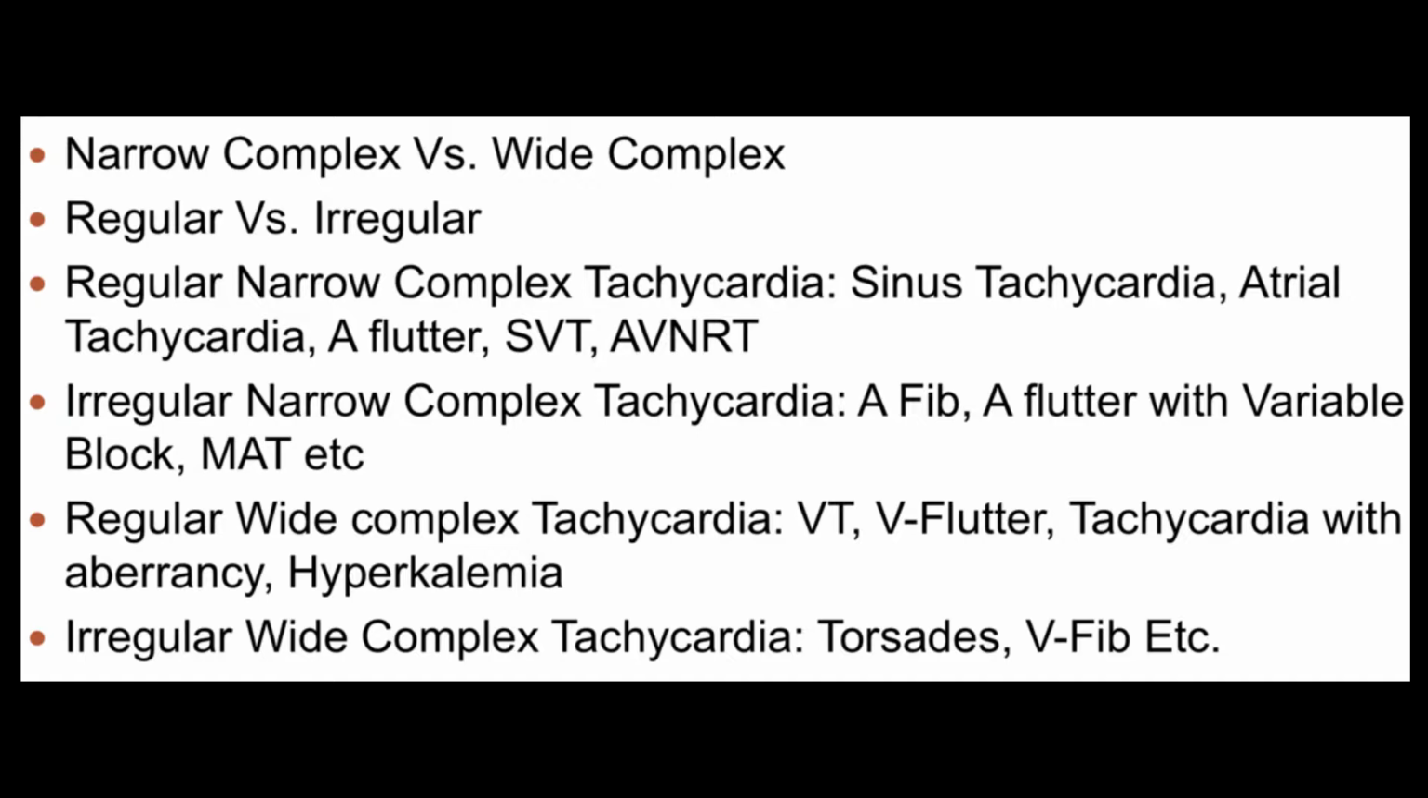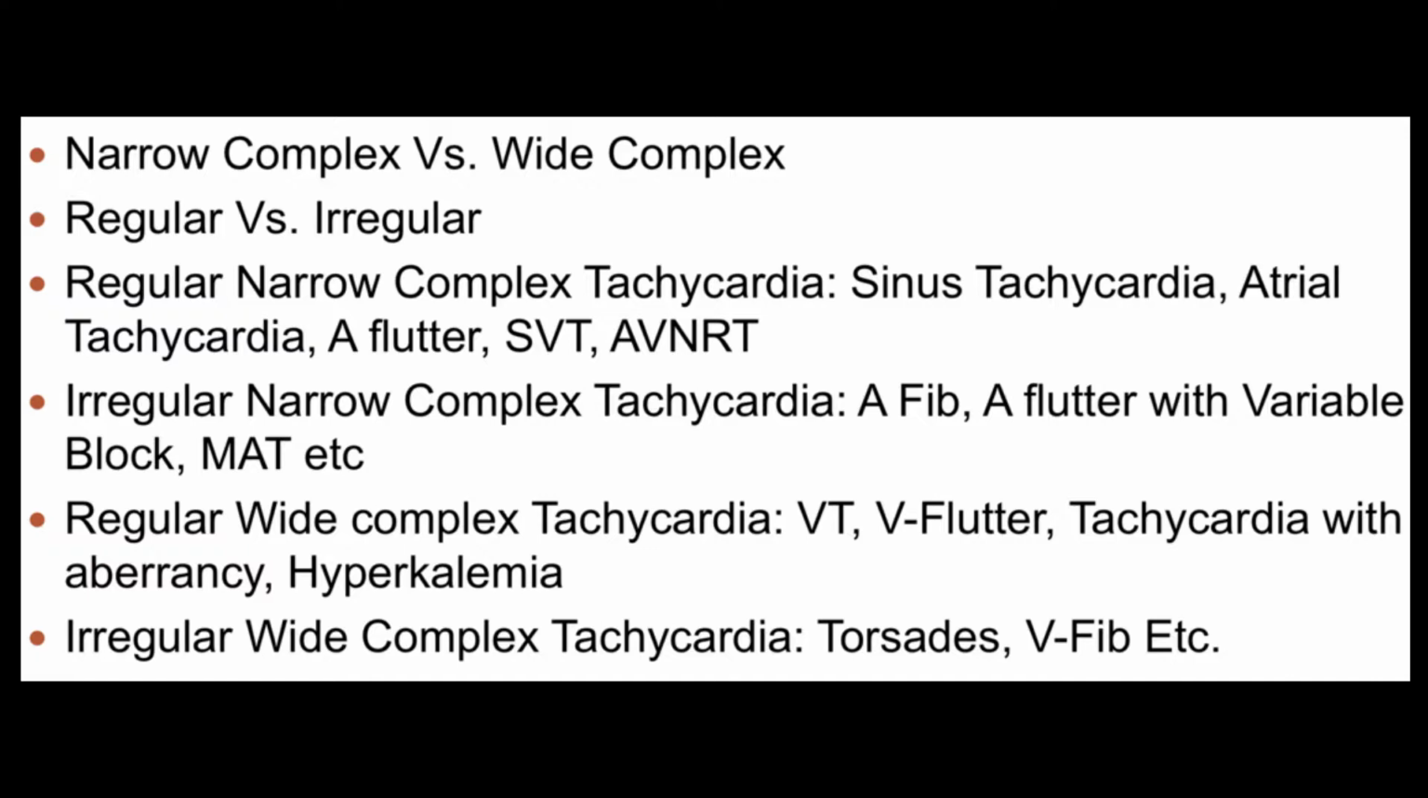Now, if it's an irregular narrow complex tachycardia, this could be atrial fibrillation, atrial flutter with variable block, or MAT, for example. Now, if this is a regular wide complex tachycardia, this could be VT, V flutter, tachycardia with aberrancy, or potentially hyperkalemia.